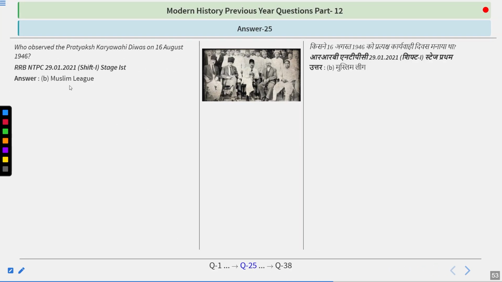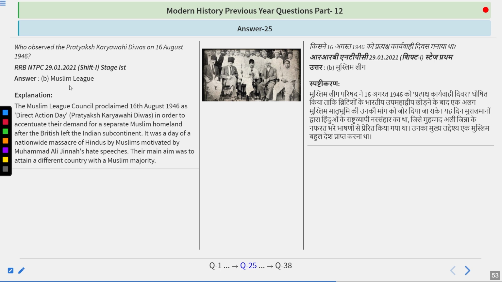So Pratyaksh Karwahi Divas is basically known as the Direct Action Day, guys. 16th of August 1946 is particularly known as the Direct Action Day in order to actuate their demand for a separate Muslim homeland after the British left the Indian subcontinent. It was a day of nationwide massacre of Hindus by Muslims, motivated by Muhammad Ali Jinnah's hate speeches. Their main aim was to attain a different country with a Muslim majority. So do remember, the answer is Muslim League.